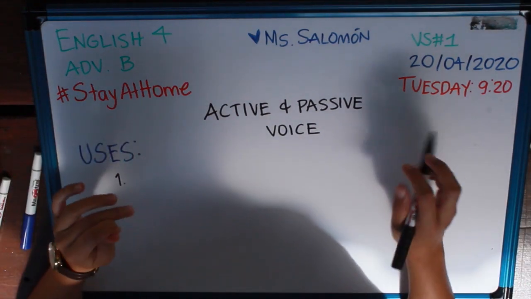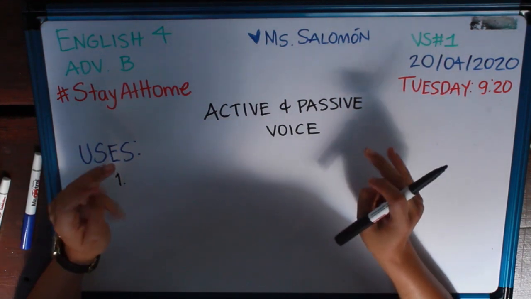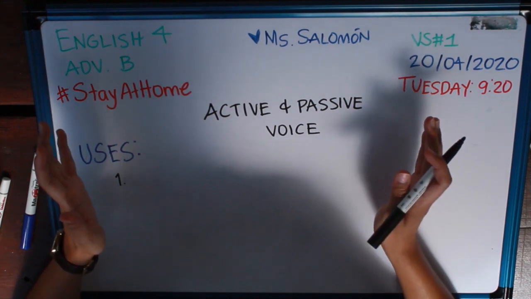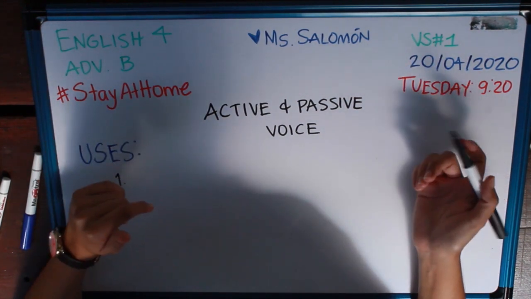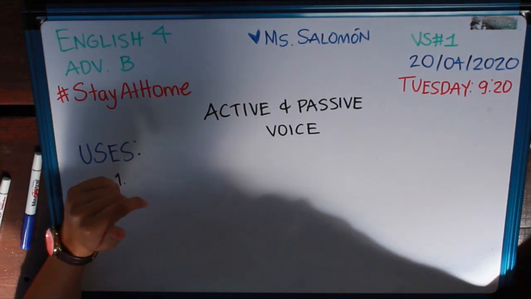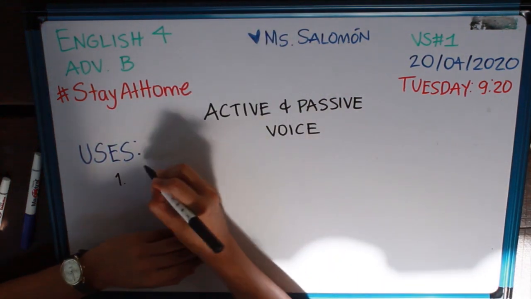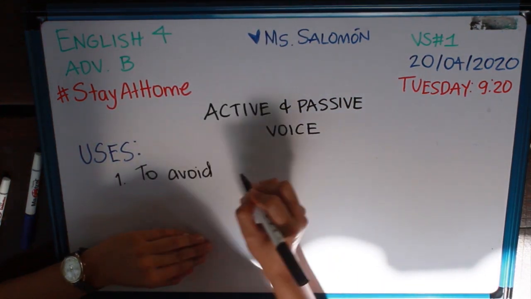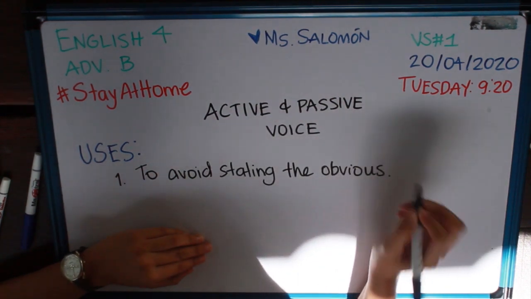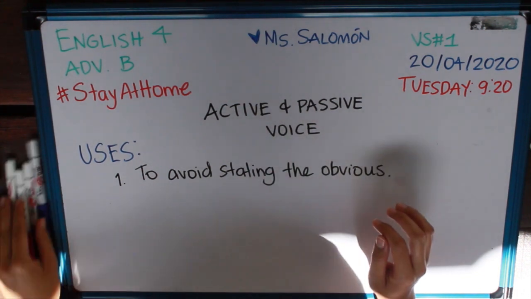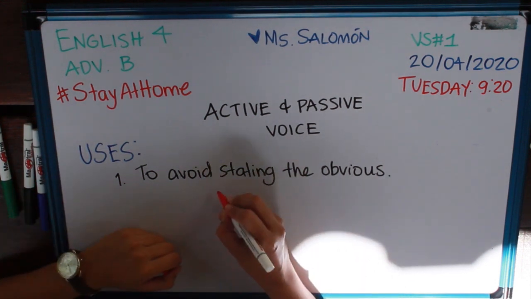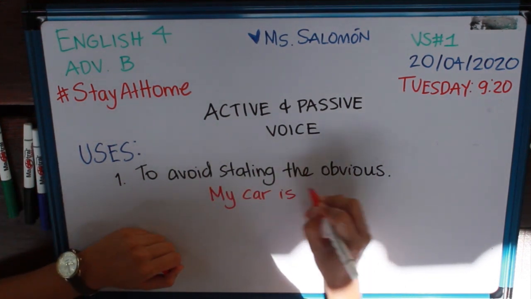Now let's talk a bit more about the passive voice. Why do we use the passive voice instead of the active voice? We would use it to show that we are more interested in a certain part of the sentence, that is, to emphasize a part of the sentence. Now, there are two uses for it. The first of all is we would use it to avoid stating the obvious. Let's say that I'm saying this sentence that is in passive voice. I'm saying my car is being fixed.